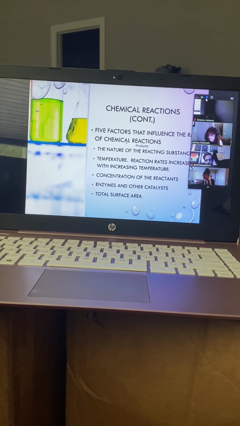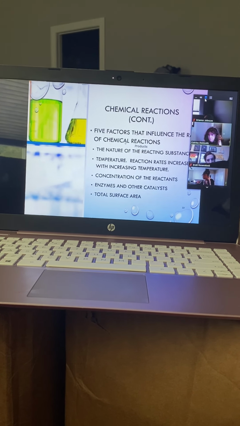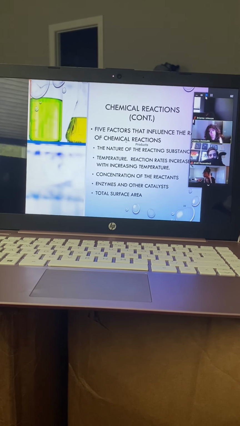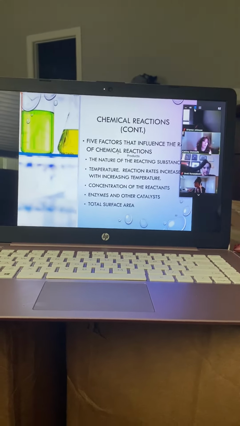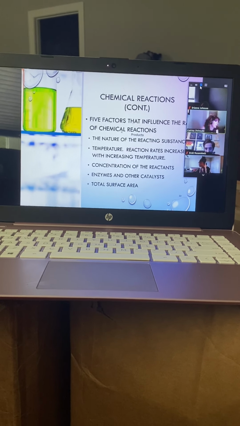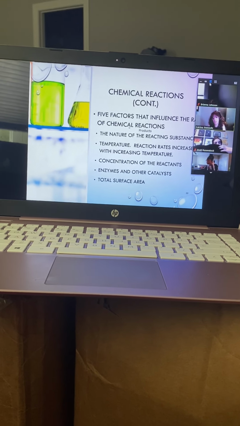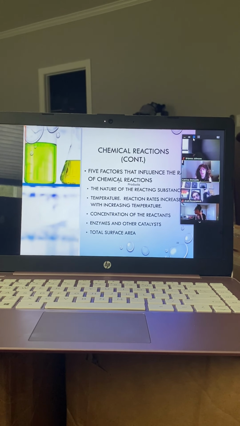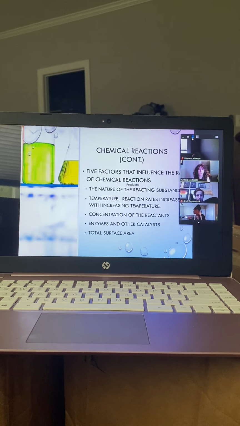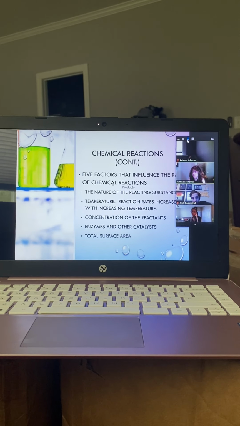Concentration. If you've got a lot of it, you have more opportunities for reactions. If you've got a huge concentration of it, more opportunities for reactions. And then we have enzymes or catalysts. Enzymes and catalysts are things that we can use to speed up a reaction.